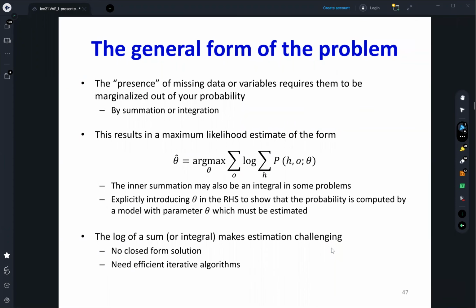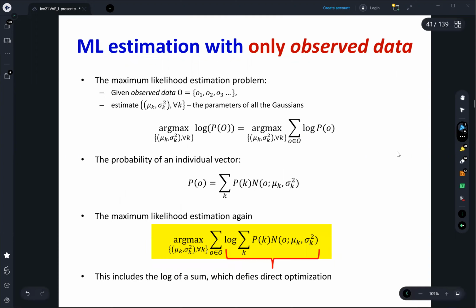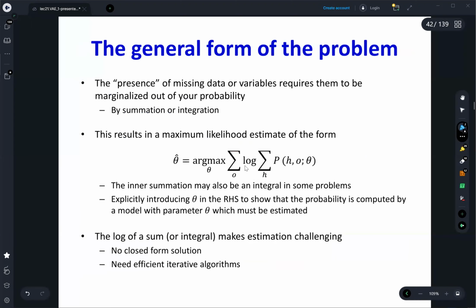And so what we find is that the presence of missing variables, or rather the absence of knowledge of some variables, requires these variables to be marginalized out of the distribution by summation or integration. So in this case over here, for example, we were marginalizing out the k by summing over k. And this results in a maximum likelihood estimate of the form where you have the log of a summation or an integral. And this typically doesn't have closed form solutions. And we need effective, efficient, iterative algorithms for this purpose.